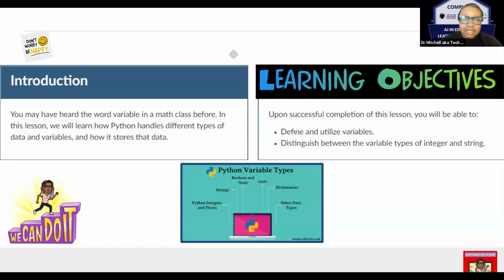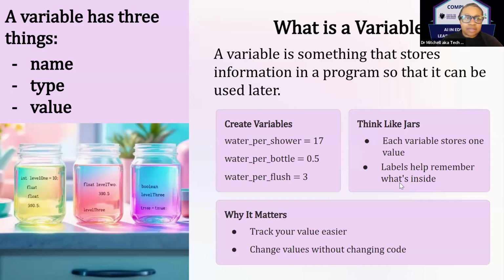So upon completion of this lesson, you will be able to define and utilize variables, and you'll be able to distinguish between the different variable types, which is integer, string, and floats. That was a bonus. I didn't include that on the learning objective. So you can actually see with this image at the bottom the various Python variable types that are available to us. So let's begin. Let's dive into this.